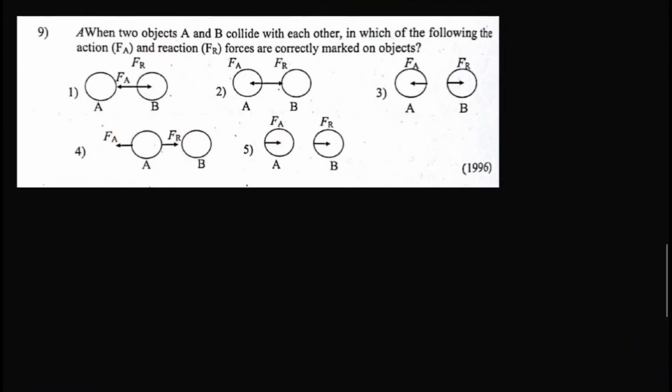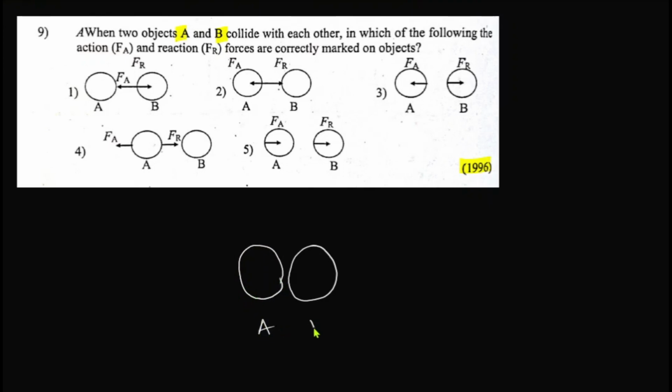A and B. Okay guys, let's discuss the 1996 problem. In the 1996 problem, what they are saying is when two objects A and B collide with each other, in which of the following are action and reaction forces marked on the objects properly. Okay, so before we analyze the answers, let us straight away get the answer, because this is quite easy. So let us assume the two objects have collided.